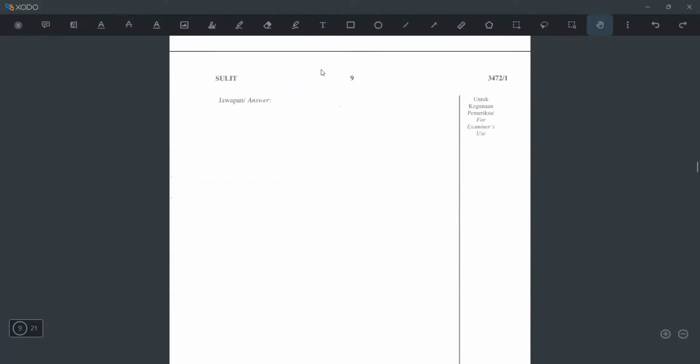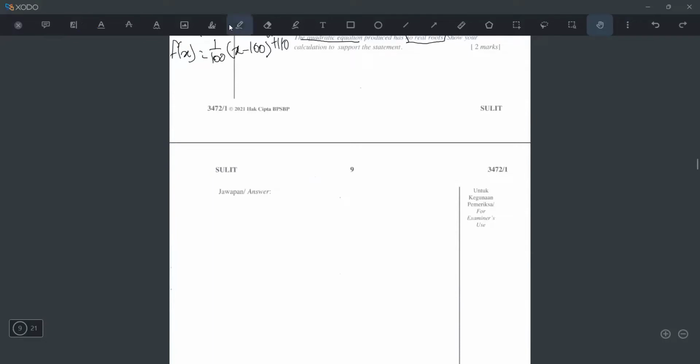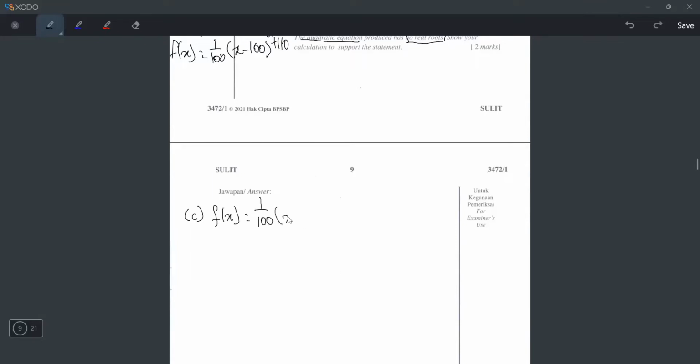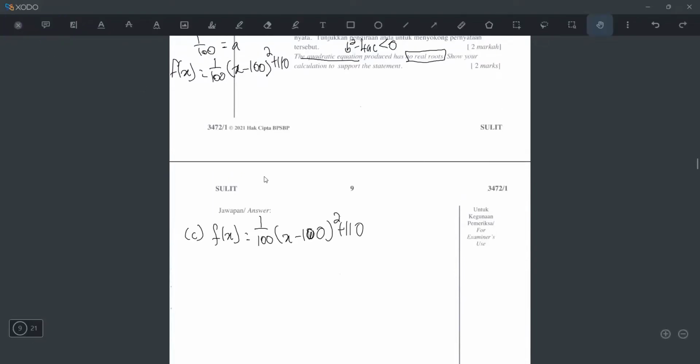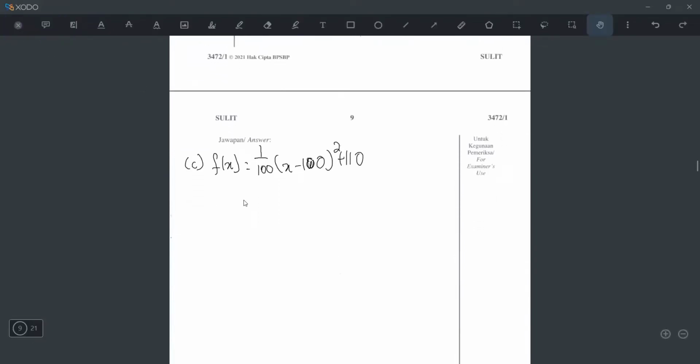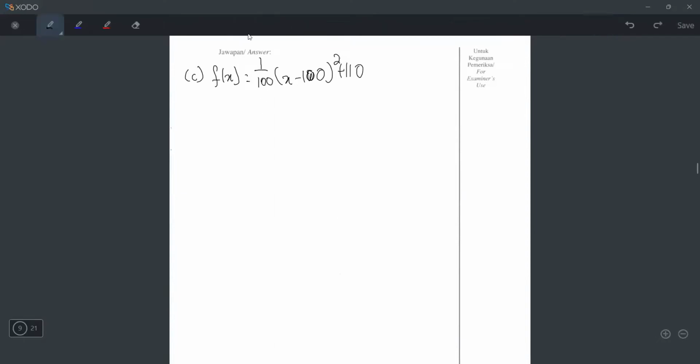Let's do it down here, there's a lot of space. Okay. So question C, f(x) equals 1 over 100, and then bracket x minus 100 squared plus 110. I know I have to do b squared minus 4ac smaller than 0. I already know that. I just have to expand it first. So how will I expand it? Do the squared part first. So how do you expand it? First you take the front squared. Front squared is x squared, and then you take front times back times 2.